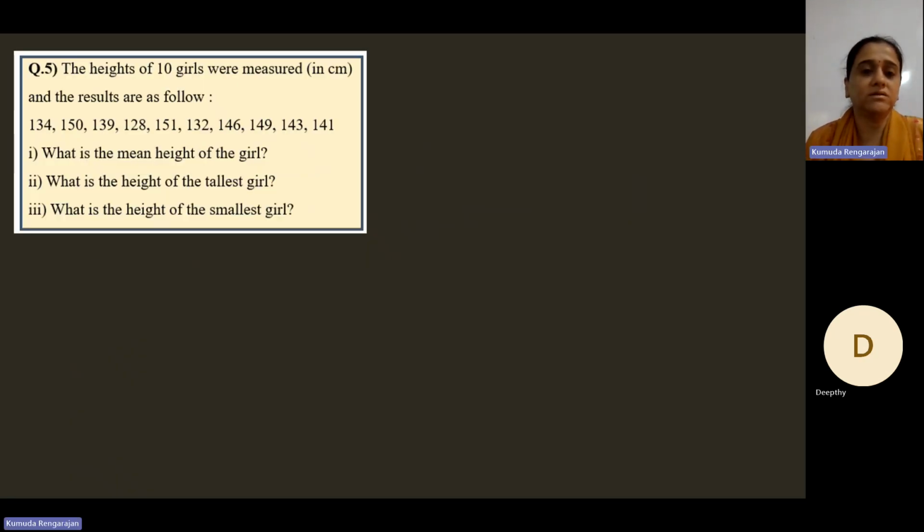The heights of 10 girls were measured in centimeters, and the results are as follows. Answer these questions. Listen to me. Write down the question till here. Then take the first sub question and answer it. Then write the second question, answer it, and then take the third sub question.